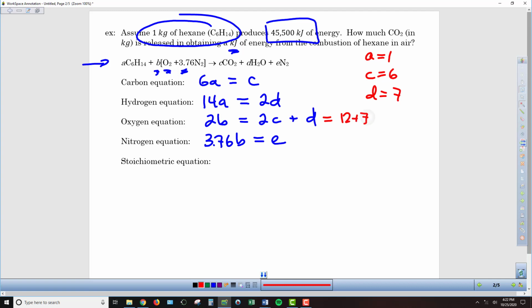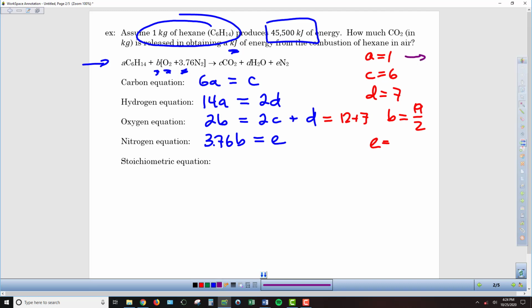Plus 7 for D is going to be 19. So that means B is going to end up being a fraction here. 19 divided by 2 is 19 halves. And then I'm not even going to bother with E until I actually have the correct value for B, since it doesn't interact with anything else in the equation. So I'm going to multiply everything by 2.